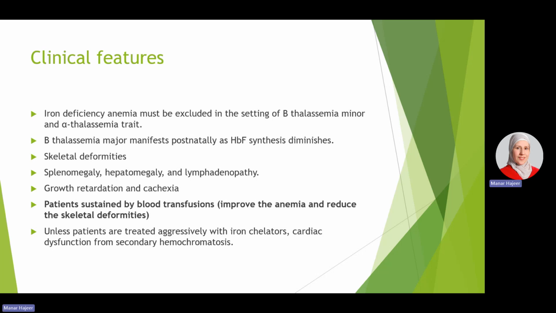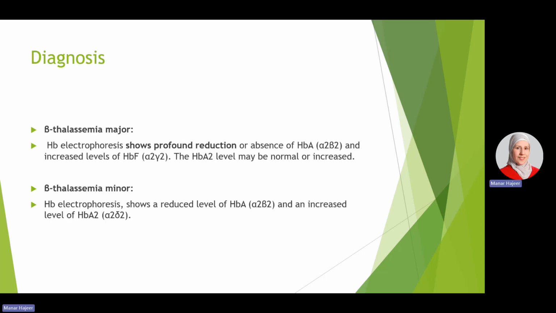The blood transfusions will add to the iron overload. So unless these patients are treated aggressively with iron chelators, cardiac dysfunction from secondary hemochromatosis can occur. Diagnosis of beta thalassemia major is by hemoglobin electrophoresis, which will show a profound reduction or absence of hemoglobin A, the adult type hemoglobin, depending on the nature of the mutation, and increased levels of fetal hemoglobin. The hemoglobin A2 level may be normal or increased.